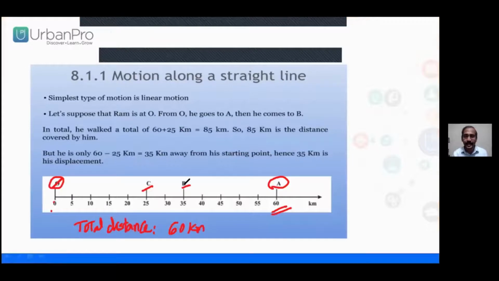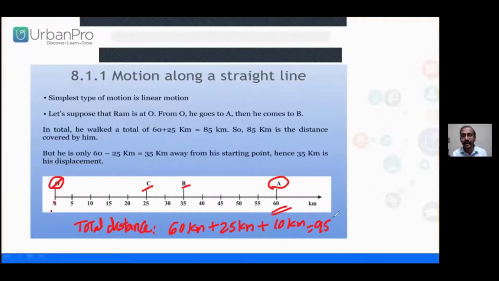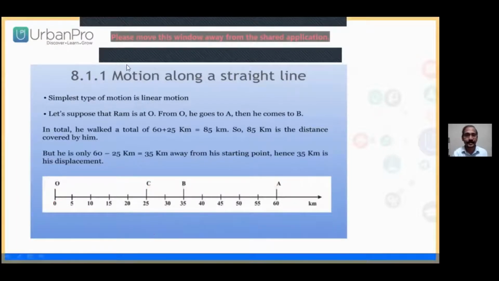A to B point, how many kilometers? 5 plus 5 plus 5 plus 5 plus 5. So how much is it? 5, 10, 15, 20, 25 kilometers. Then it reached point C, 10 kilometers. So this is where we have to add. 60 plus 10 is 70. 70 plus 25 is equal to 95 kilometers, which is the total distance. Clear? Next, I'm going to the next slide.